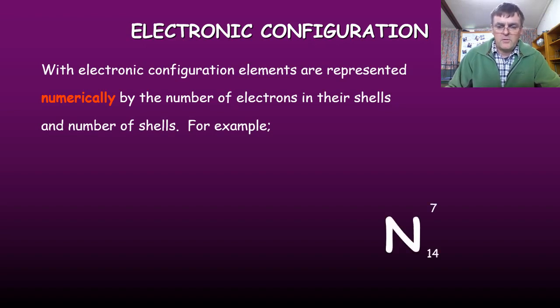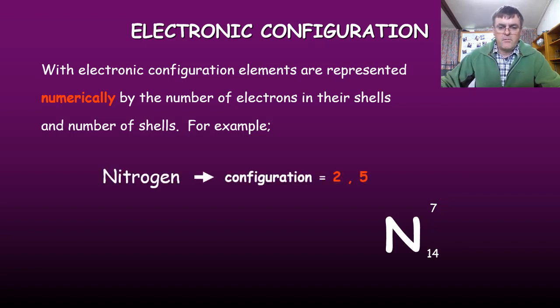So for example, here's nitrogen. We can see from the numbers around it that it's got 7 as its number of protons, which means it has 7 electrons as well. So nitrogen's configuration will be 2, 5. 2, 5. Why is that?